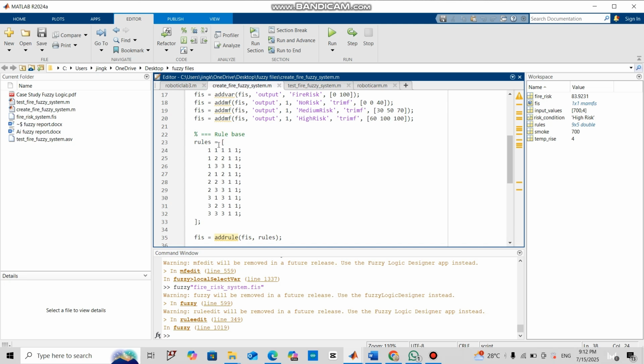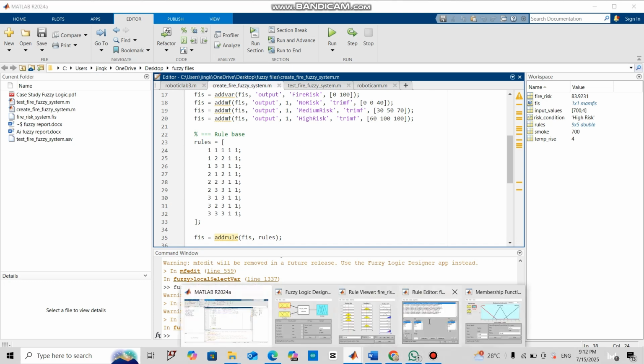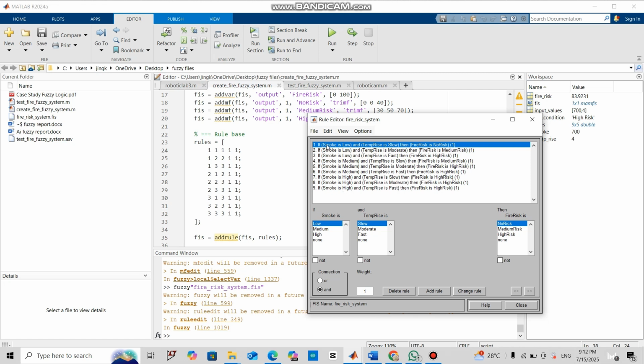Now I'm going to talk about the rules. This code is rule based as well, and I've set about 9 rules. The first rule is: if the smoke is low and temperature rise is low, then the fire risk is no risk. For the second rule, if the smoke is low and the temperature rise is moderate, then the fire risk is medium risk. For the third rule, if the smoke is low and temperature rise is fast, then the fire risk is high risk, and so on for the rest of the rules.